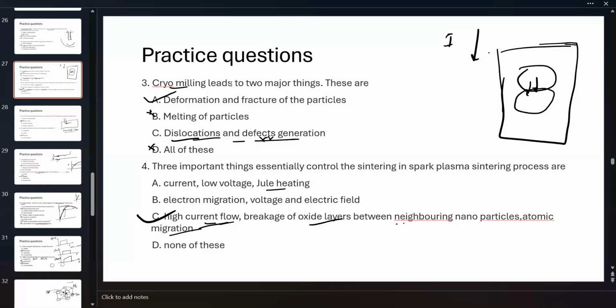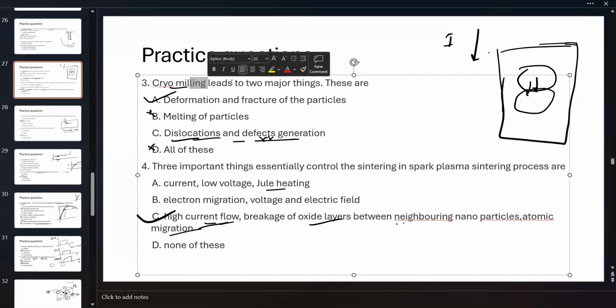Cryomilling leads to two major things. In cryomilling, what you're doing is cooling down your powder, making it more brittle. So that will increase fractures in the particle. It's cryo, that means low temperature, they're not melting.